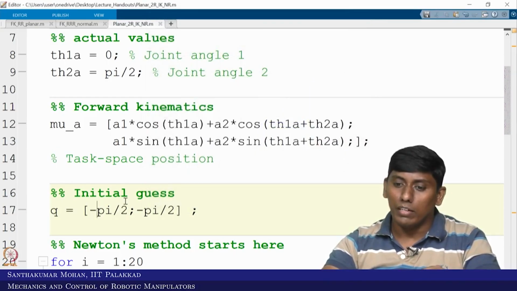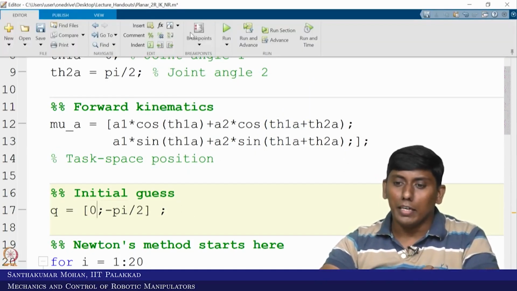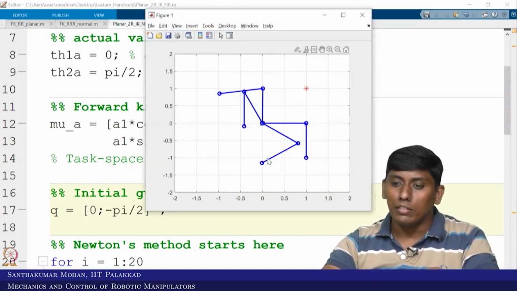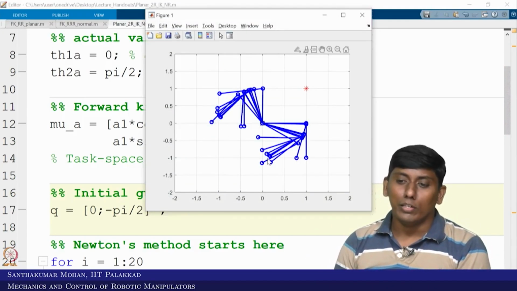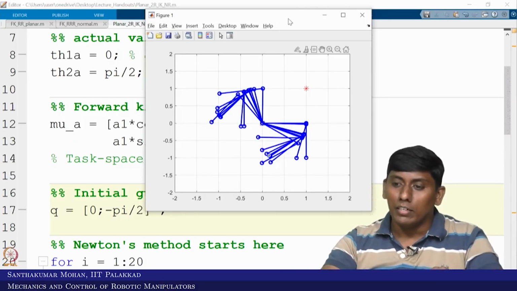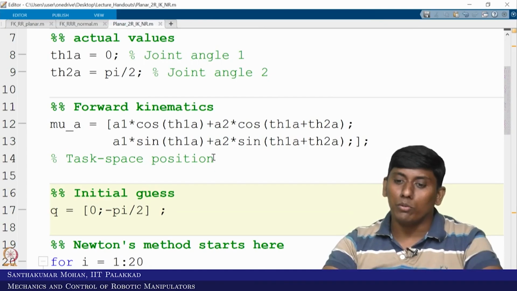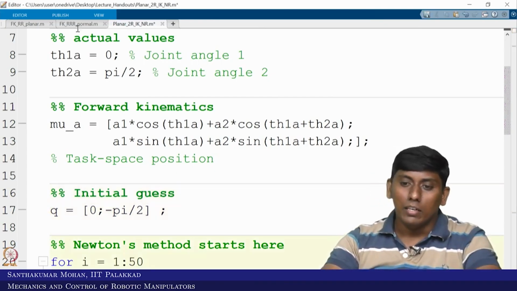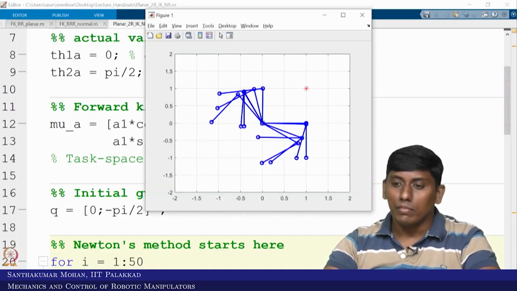Now I will start with 0. I am trying to find whether any inflection happens here. Yeah, this is the inflection. You can see even 20 iterations are not sufficient, where we have started the initial guess exactly opposite to this solution. So even if I increase to 50, I don't think it will converge; we will see, right.